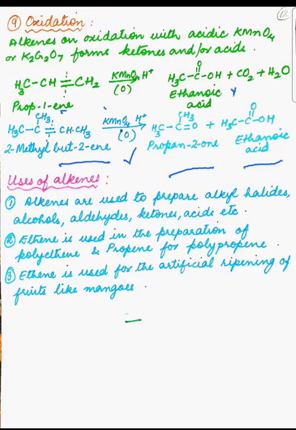Now let us proceed to the uses of alkenes. Alkenes are used to prepare alkyl halides, alcohols, aldehydes, ketones, acids, etc. Ethene is also used in the preparation of polyethene and propene for polypropene. Ethene is used for the artificial ripening of fruits like mangoes.